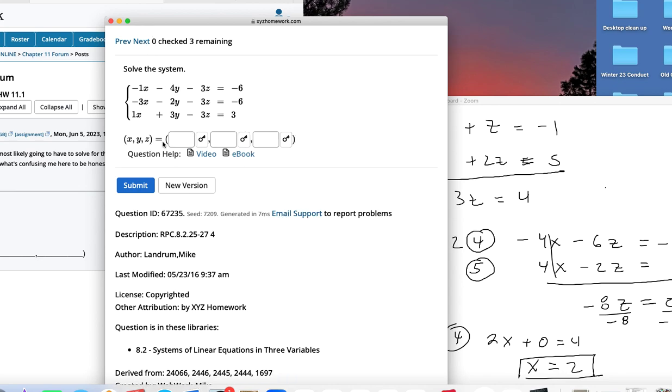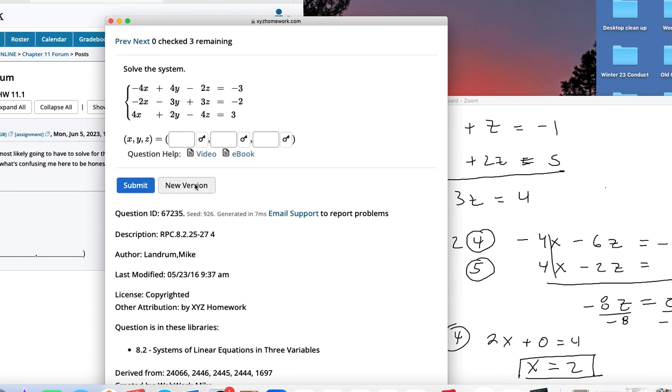Let's see if I go to question 21. If I had this one, I would probably do those z's right there. I would totally, because look at all those negative signs. I would just multiply that by negative 1. I'd have 1x plus 4y plus 3z equals 6. And then I would use that to eliminate the z's twice right here.